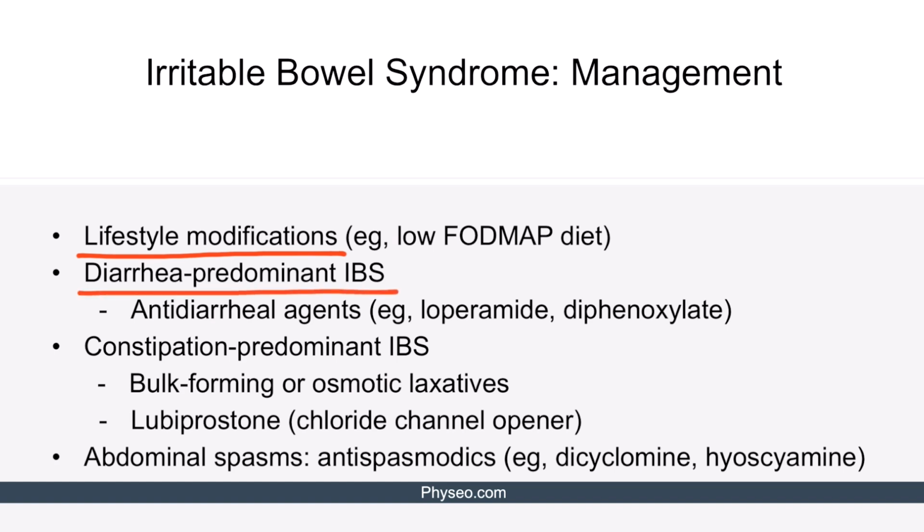Diarrhea-predominant IBS can be treated with antidiarrheal agents such as loperamide or diphenoxylate. On the other hand, constipation-predominant IBS is treated with bulk-forming or osmotic laxatives. Another treatment option for constipation-predominant IBS is lubiprostone, a prostaglandin analog that opens chloride channels in the intestinal mucosa, promoting fluid and electrolyte secretion. Abdominal spasms associated with irritable bowel syndrome are treated with antispasmodics like dicyclamine or hyoscyamine.